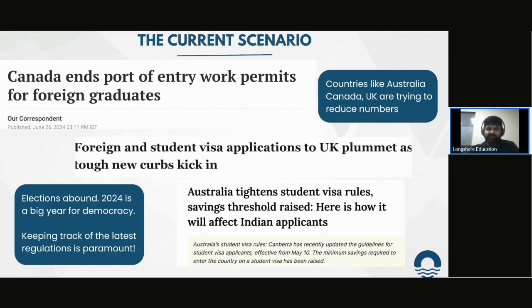Australia itself has tightened the student visa rules and increased the amount of money that you need to show twice over a period of 1 year, while in the last 5 years, it had not been increased even once. Canada has also done the same. So basically, you are trying to get the idea that controlling this net migration, which is the number of people coming into the country, is a major, major focus in each country.